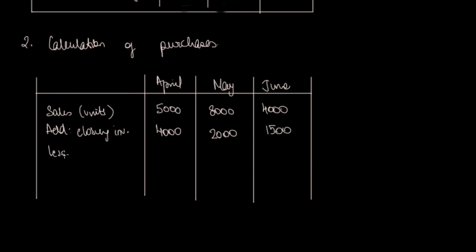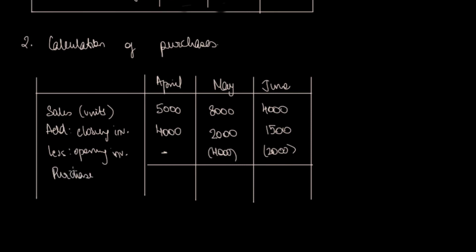Less opening inventory. Closing inventory of previous month becomes opening inventory in the current month. Last month there was no closing inventory. This is the first month when business is starting operations. In May, opening inventory 4,000. In June, opening inventory 2,000. So let's calculate the purchases in units. 9,000, 6,000 and 3,500.